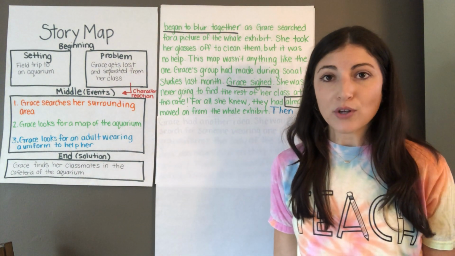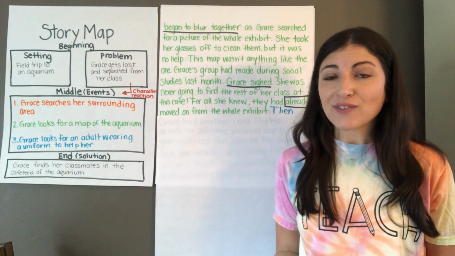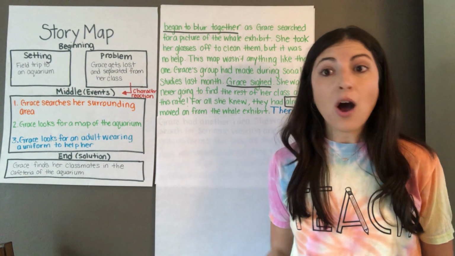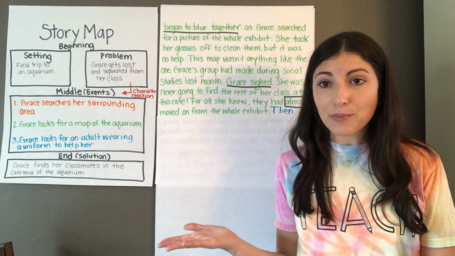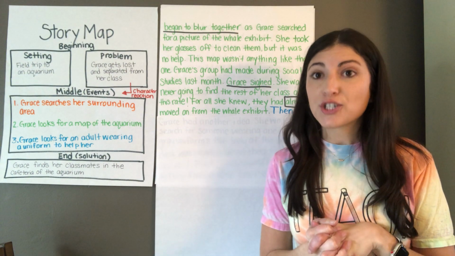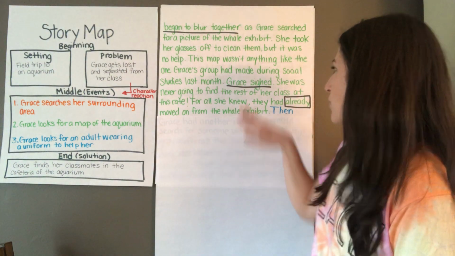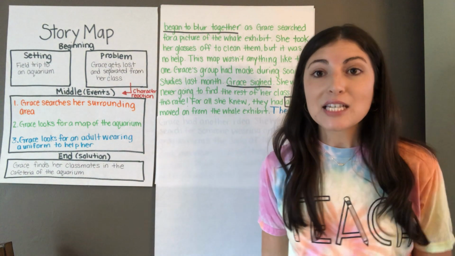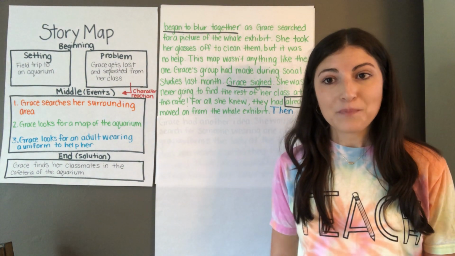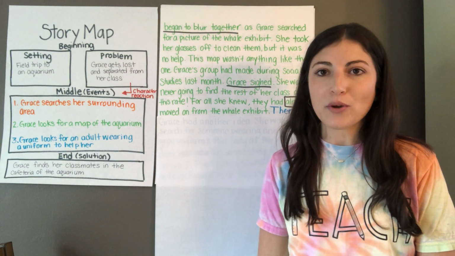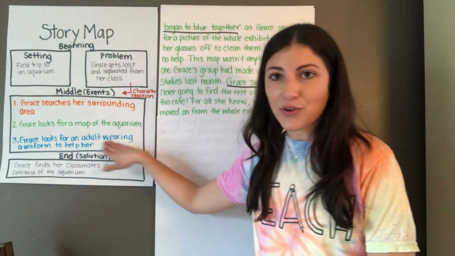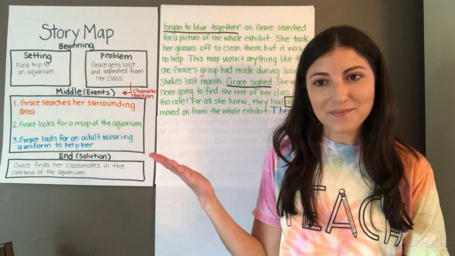So, boys and girls, notice how I made it really clear that this second thing that Grace tried, looking for a map, also did not help. Then I made sure to show how she was feeling. I said Grace sighed. I showed how she was feeling. And this will lead me to the last event, the third thing your character is going to do to try and solve their problem. We'll pick up there with our third event next lesson.